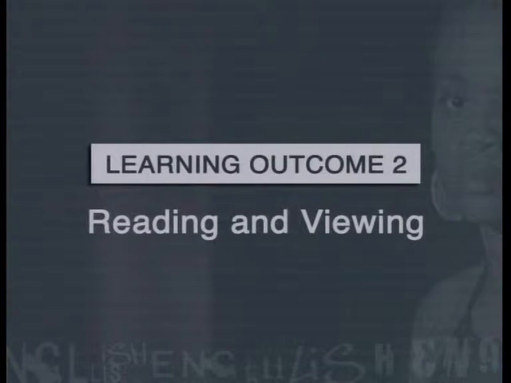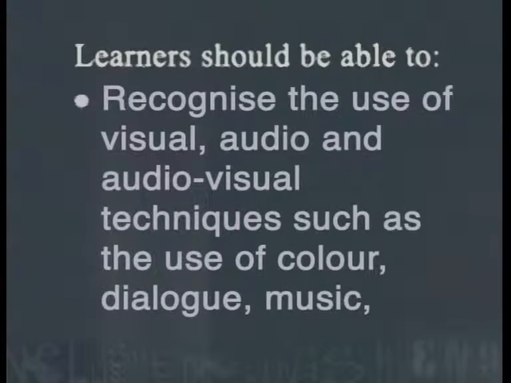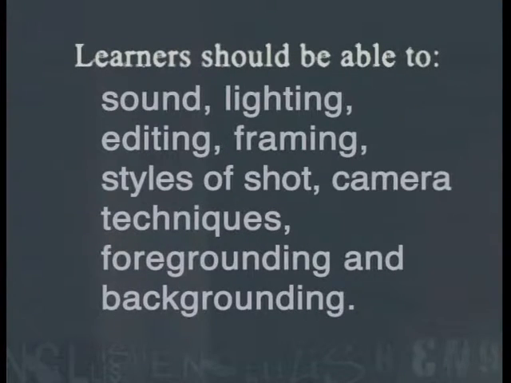The following lesson is linked to Learning Outcome 2, Reading and Viewing. It addresses the assessment standard that requires learners to explore and explain key features of texts and how they contribute to meaning in visual, audio, and multimedia texts. Learners should be able to recognize the use of visual, audio, and audiovisual techniques, such as the use of color, dialogue, music, sound, lighting, editing, framing, styles of shot, camera techniques, foregrounding, and backgrounding.